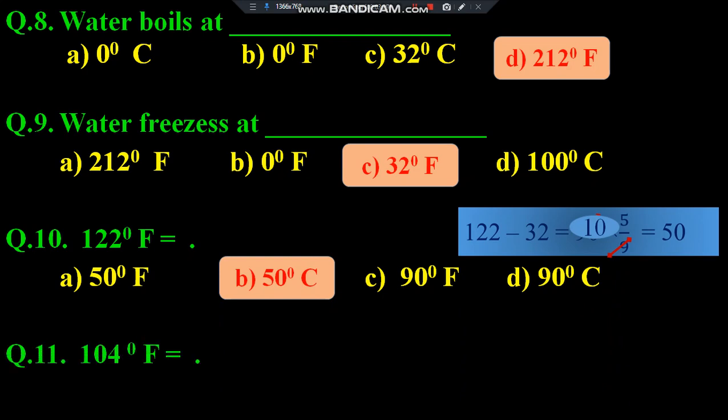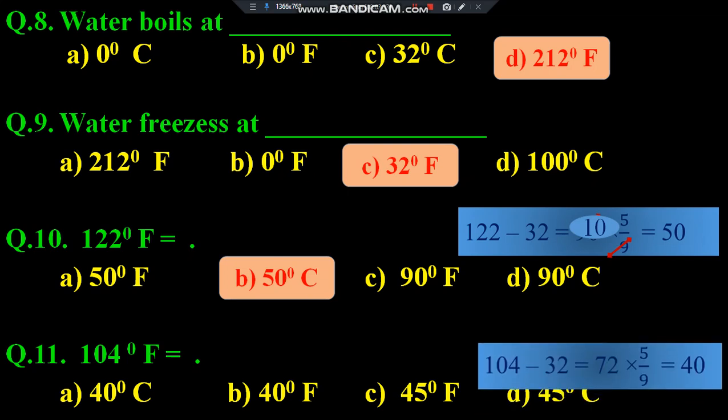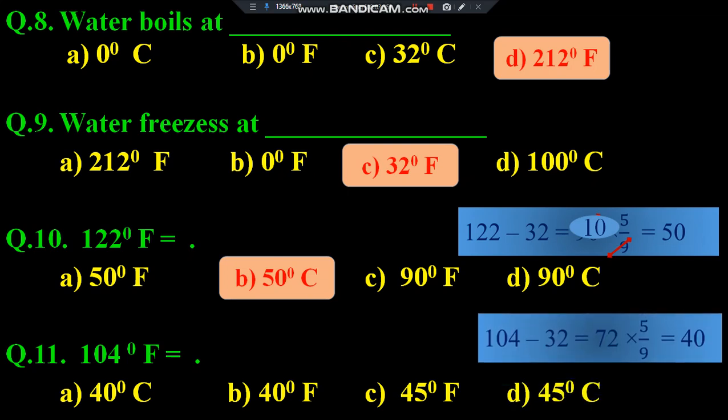Okay, again what will we do? First we'll subtract 32 from 104. The answer is 72. Then multiply by 5 by 9. So 9 ones are 9, 9 eights are 72. Now 8 fives are 40. So the answer will be 40 degree Celsius.